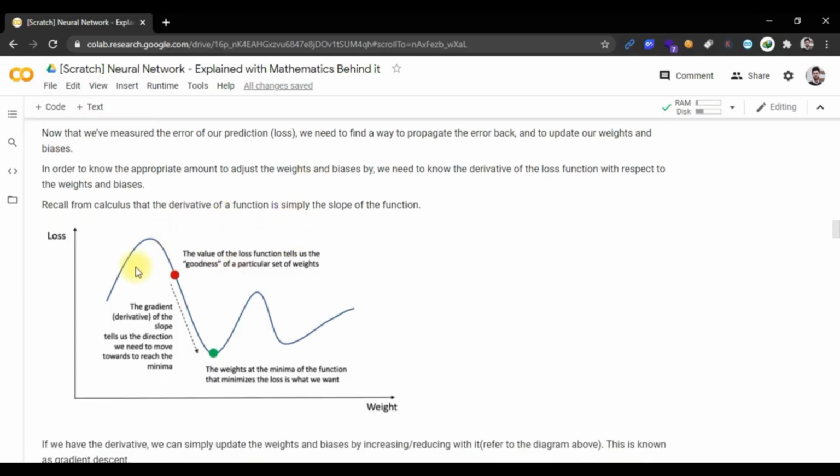So by using this graph, you can see that the gradient of the slope tells us the direction we need to move toward to reach the minima. So if our weight moves from a higher to a lesser value, it can reach the minima and minimize the loss also.